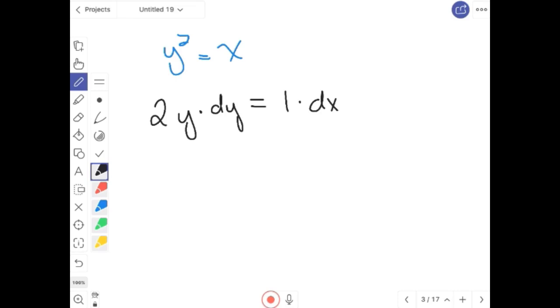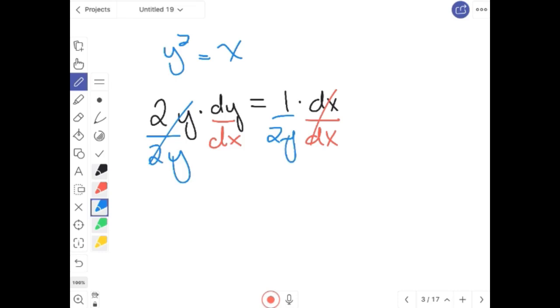And now I'm just going to solve for dy/dx. All I'm using here is algebra to solve for dy/dx. So first, I'm going to have to divide by dx on both sides. And then second, I would have to divide by the 2y to get dy/dx by itself. So now I have dy/dx is equal to 1 over 2y.